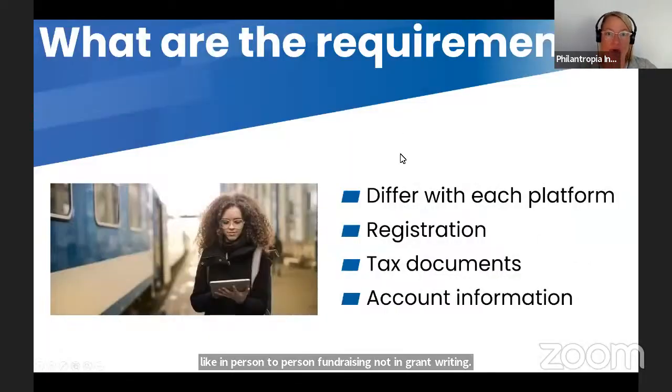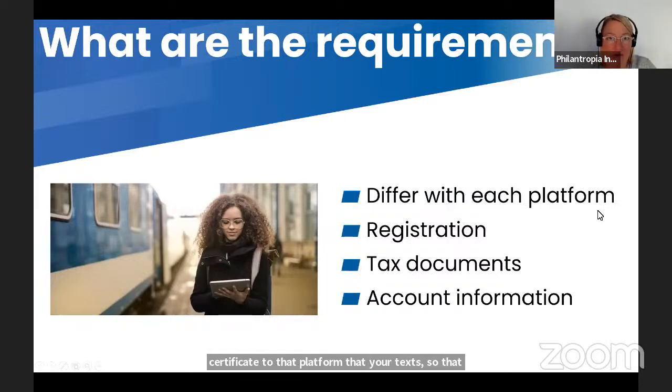So again, what are the requirements to set up a page like this on any of these platforms? They differ. Usually you need to register, obviously. And in some, you need your registration documents. So you need to be a registered NGO. You need your tax documents often to show that you're tax exempt, because that's what they want to see. Because when somebody donates to them, then you receive the money. So then you have to give a certificate to that platform that you're tax exempt. So then they can give, again, the certificates to the people who donate.